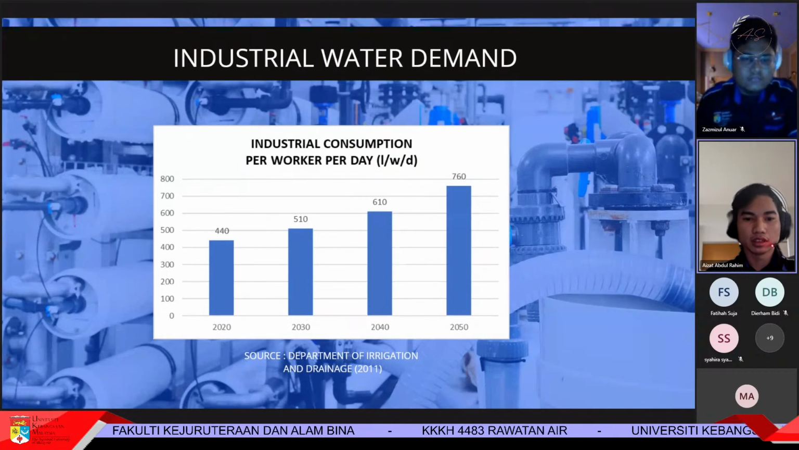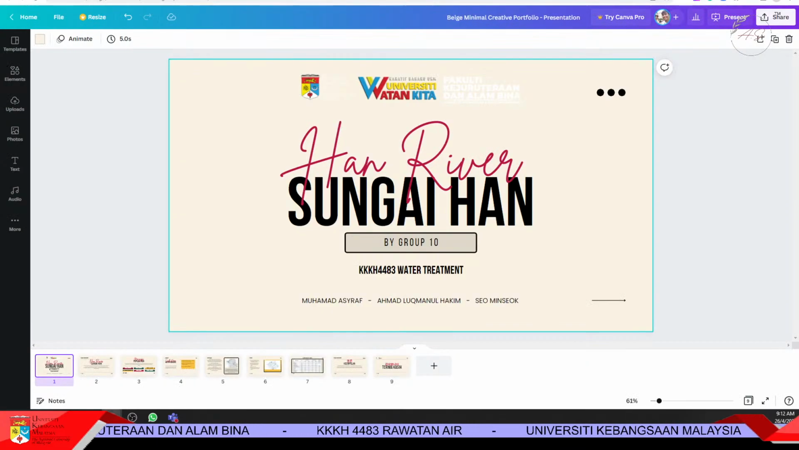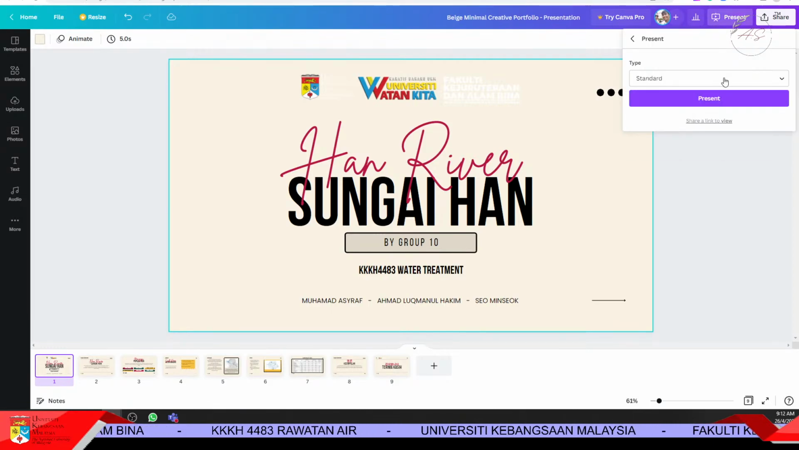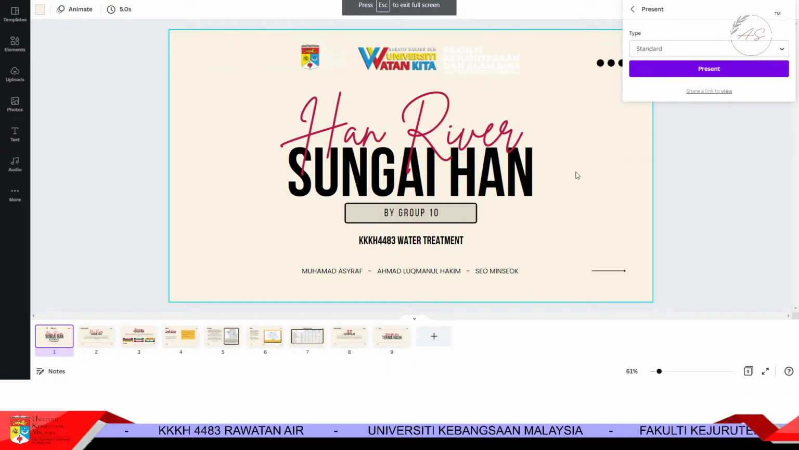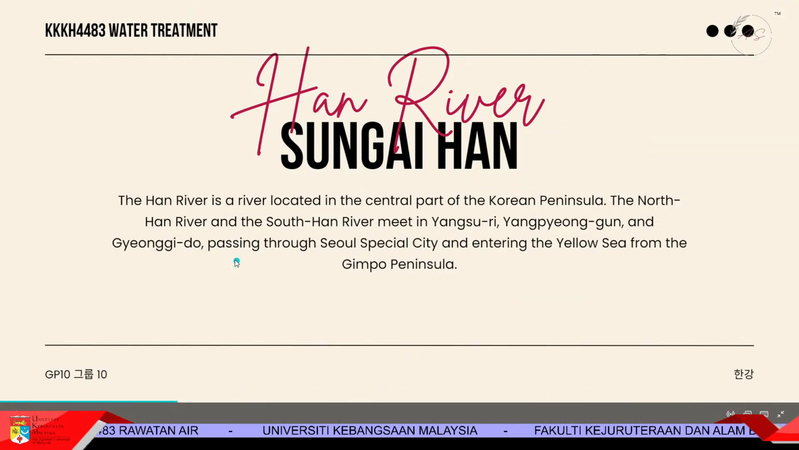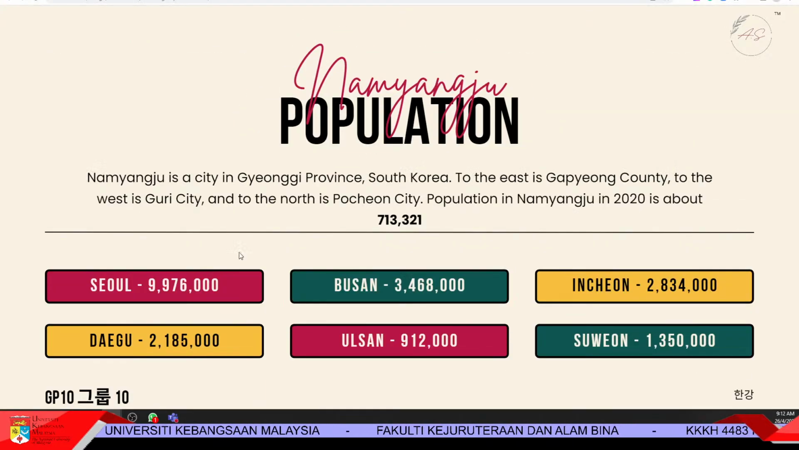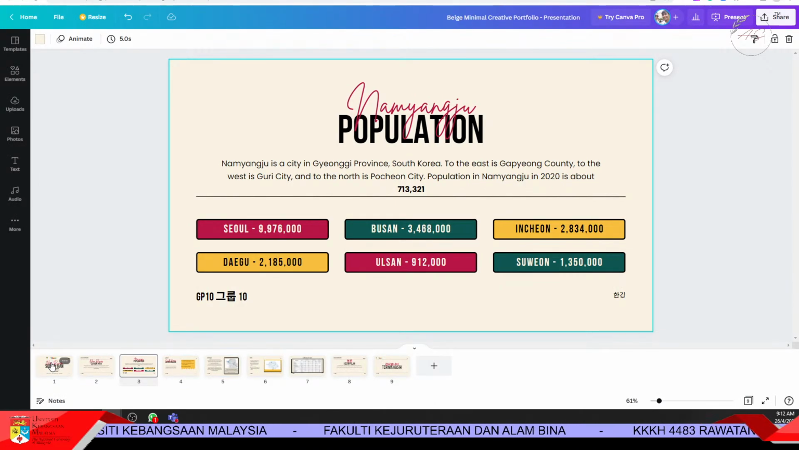For industrial water demand, it can be concluded that it is higher than commercial demand. The Department of Irrigation and Drainage forecasts for year 2020 an average of 440 liters of water per day needed for each worker in the industrial category.